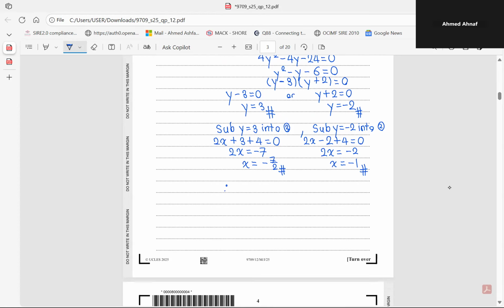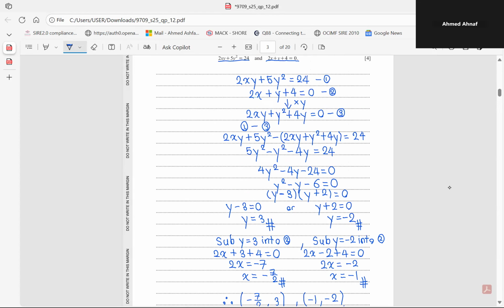So hence we can write them down as coordinates, x first followed by y. So minus 7 over 2, comma 3, and minus 1, comma negative 2. So these are our coordinates. These are the coordinates of our points of intersection for this question.